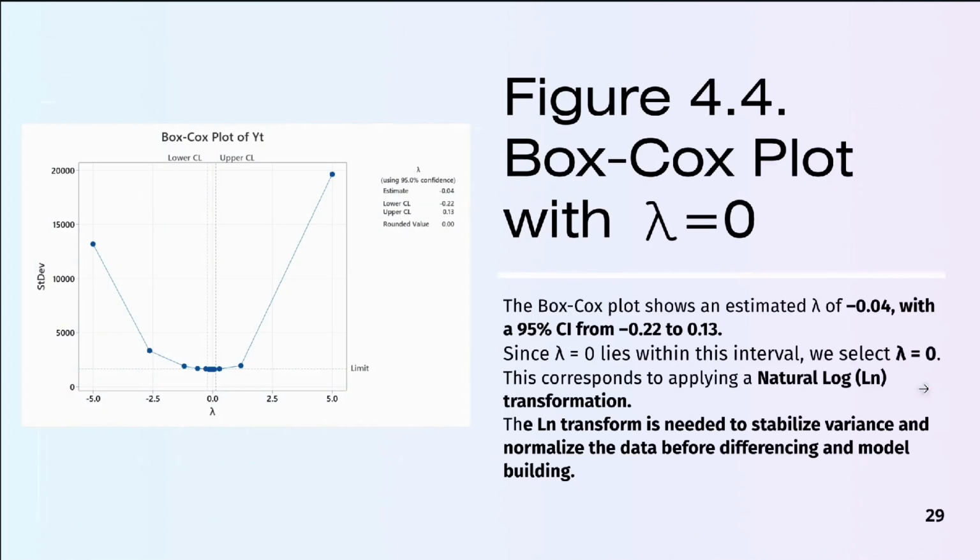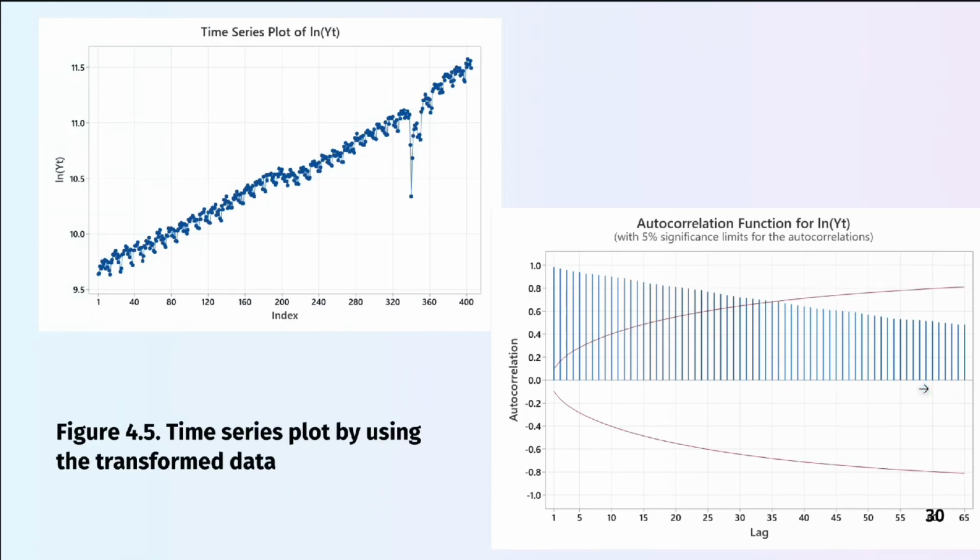Second is the non-constant variance: the fluctuation gets larger as time goes on, which is called the megaphone effect. Because the data has non-constant variance and a strong trend, it is non-stationary, so we cannot run ARIMA on it yet. So we check the Box-Cox: the optimal lambda was minus 0.04, very close to 0, so we apply the natural log transformation to stabilize the variance. Even after log transformation the trend remains, so we apply first-order differencing, d equals 1.